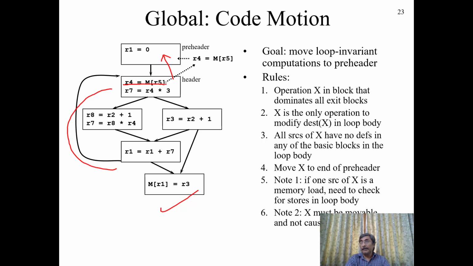What is this? It is invariant. The result of this particular statement does not change as different iterations of the loop take place. In every iteration, the value is the same. In that case, why do that? Why carry out that operation inside a loop? You carry out the operation before the loop once. That is sufficient. So that is called code motion.